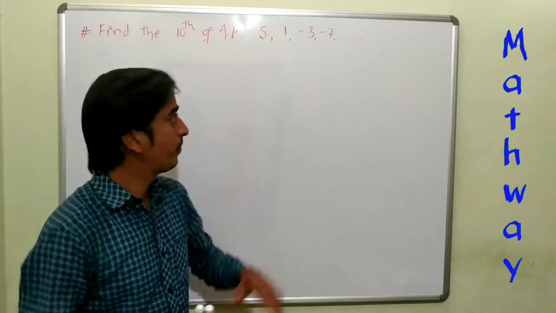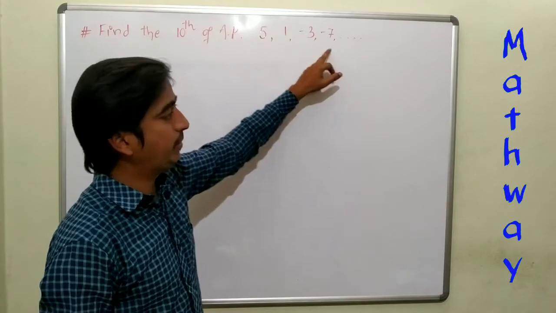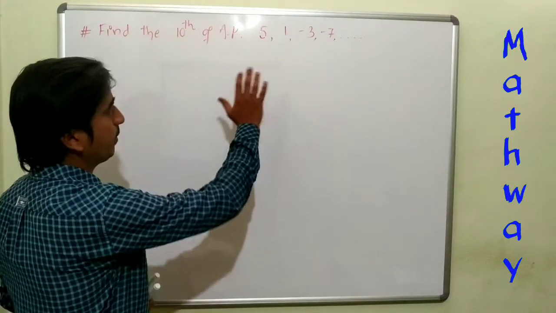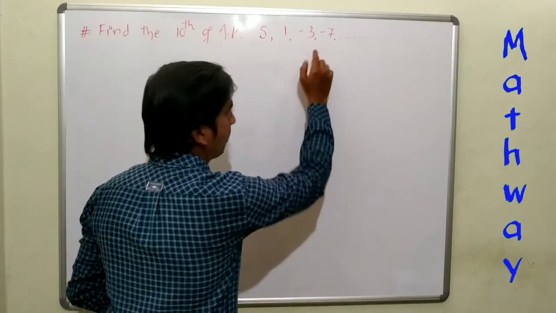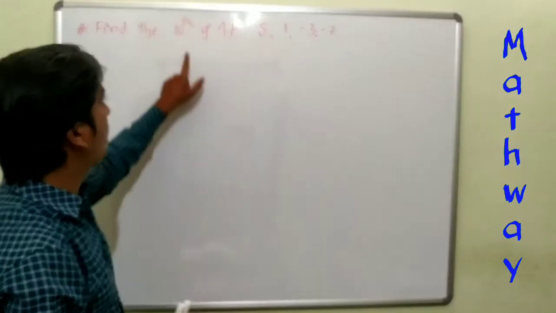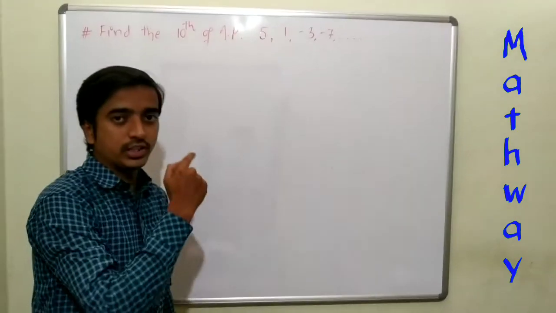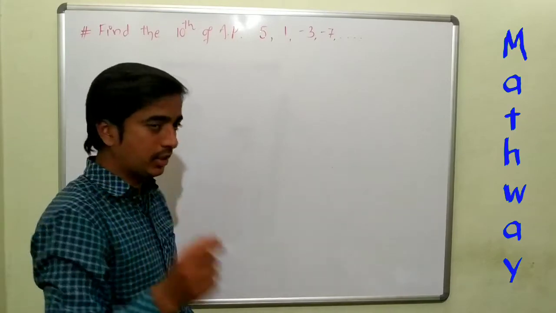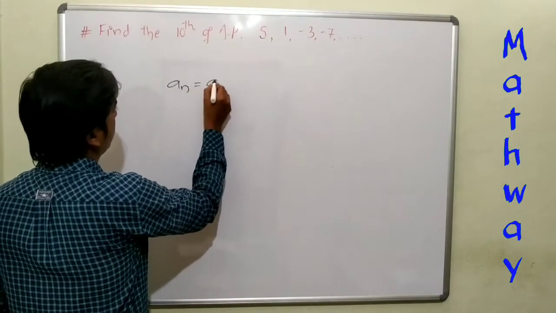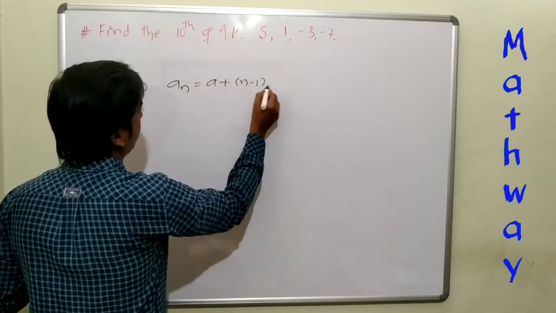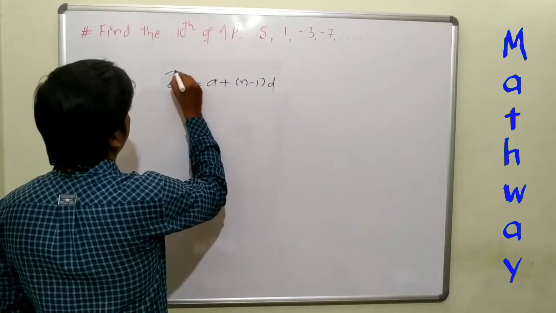Take an example. Find the 10th term of the AP 5, 1, minus 3, minus 7, and so on. Here one arithmetic progression is given. The terms are 5, 1, minus 3, minus 7, and we are asked to find the value of the 10th term of the AP. a_10 we need to find. We can solve this by using the nth term formula of AP, that is a_n equals a plus (n minus 1) into d. This is the formula which we use to find the nth term.